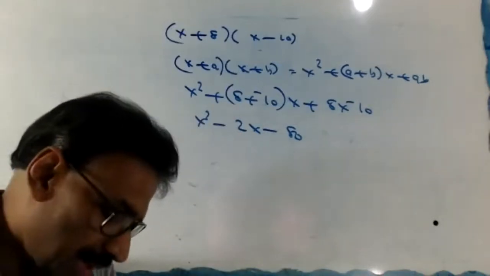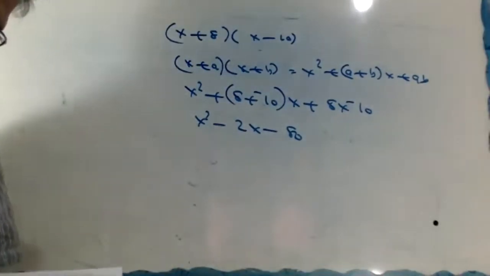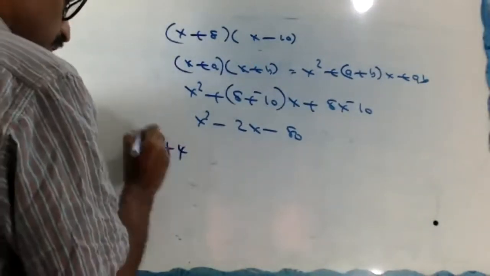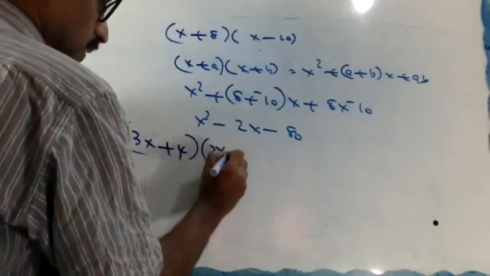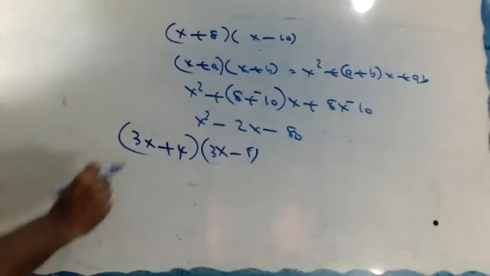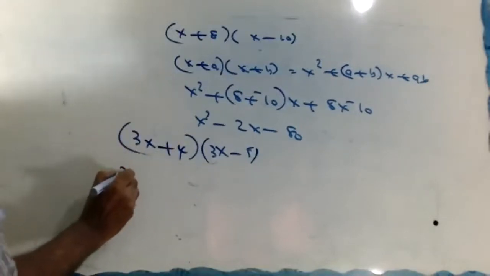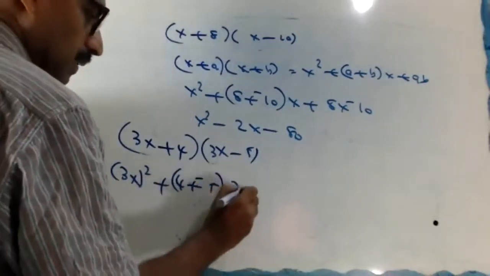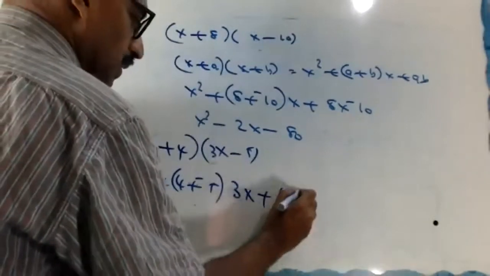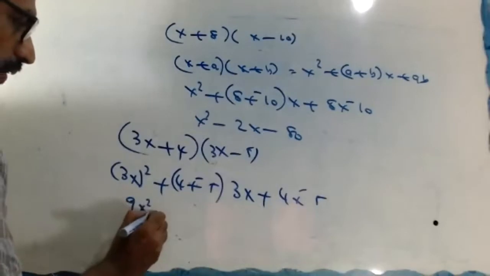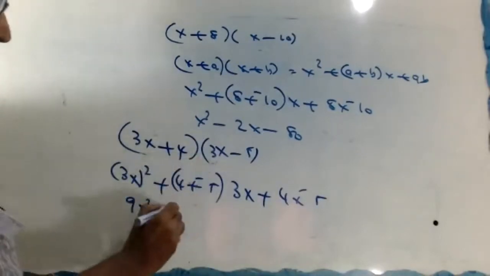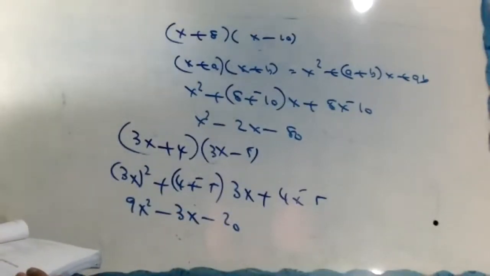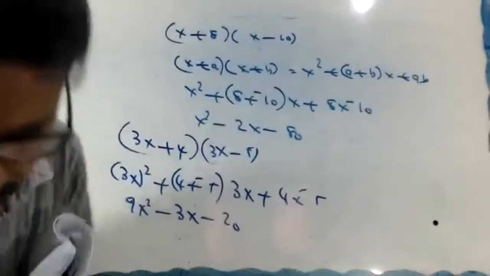Okay, it's clear now. So next question, right? 3x plus 4 into 3x minus 5. Okay, here x is 3x, whole square plus (4 plus minus 5) into 3x plus 4 into minus 5. So that is 9x square minus 3x minus 20. Clear now?